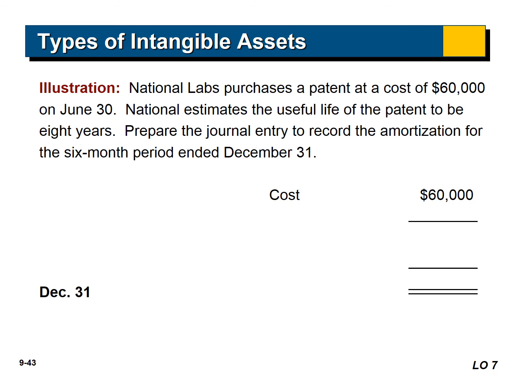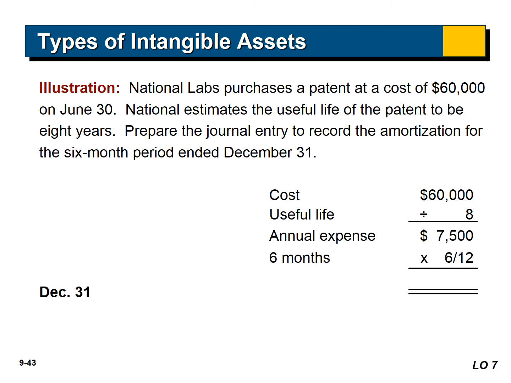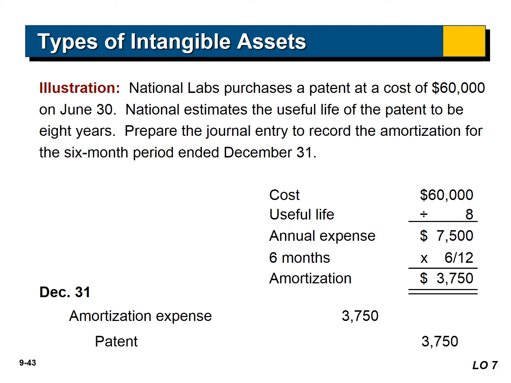So the cost is $60,000. The useful life is 8. Therefore, the annual amortization is $7,500. However, we only use it for 6 months this year, so we're going to record amortization of $3,750, debit amortization expense, credit the patent account.